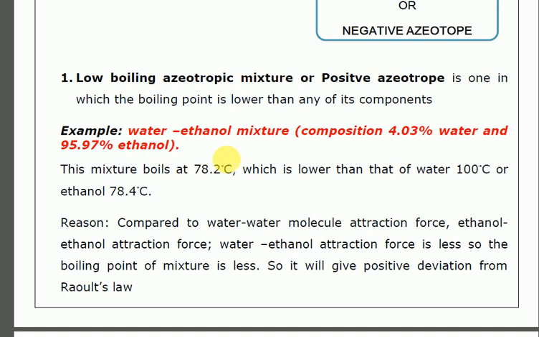Now what is the reason behind this? The major reason is that compared to water-water molecular attraction force and ethanol-ethanol attraction force, the water-ethanol attraction force is less. The bonding of water is very high, the bonding of ethanol is very high, so their attraction forces are higher. But when we mix water and ethanol, the attraction between them is less. So the boiling point of the mixture becomes less. So it shows positive deviation from Raoult's law.